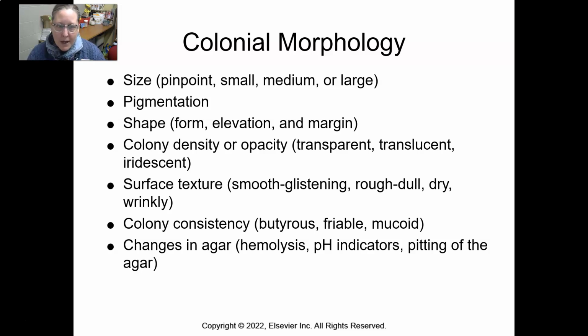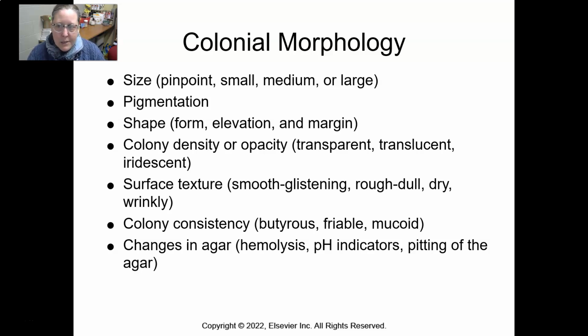The density or opacity: can you see through it or not? Is it transparent, translucent, iridescent, or is it opaque? The texture: is it smooth or glistening? Does light reflect on it, and is it shiny, right? Is it rough or dull? Is it dry? Is it wrinkly?